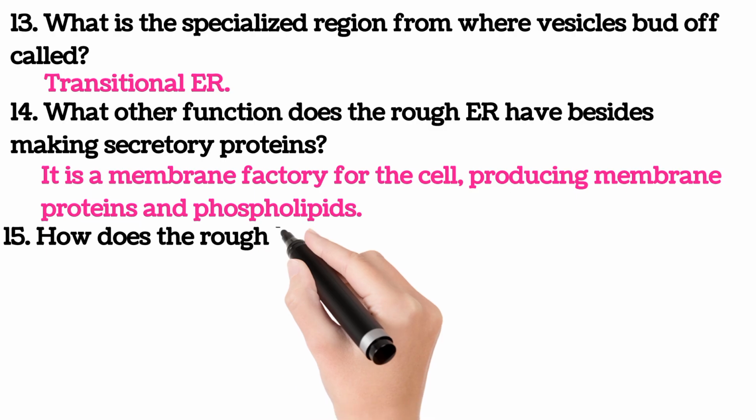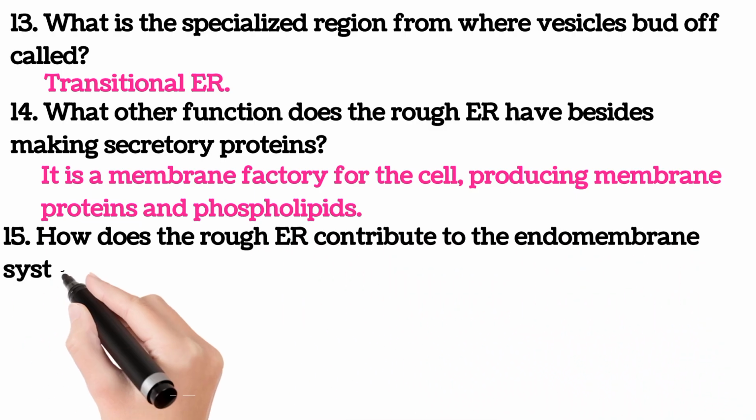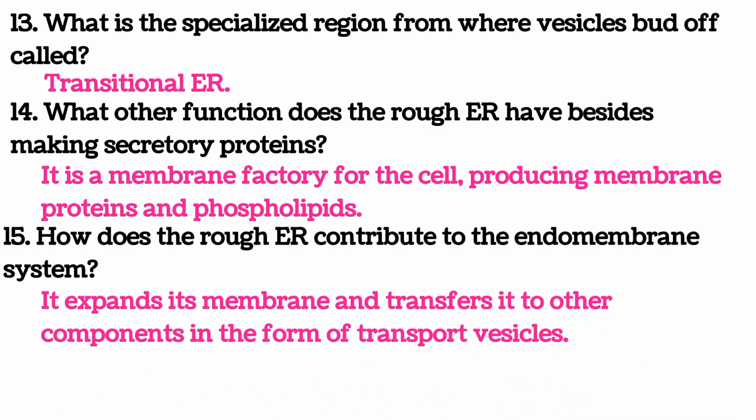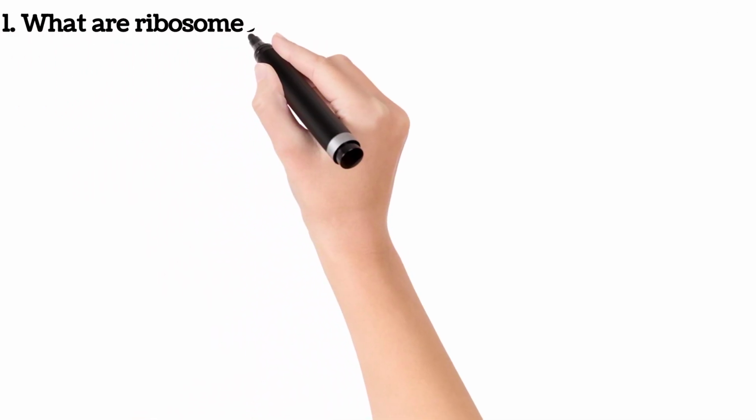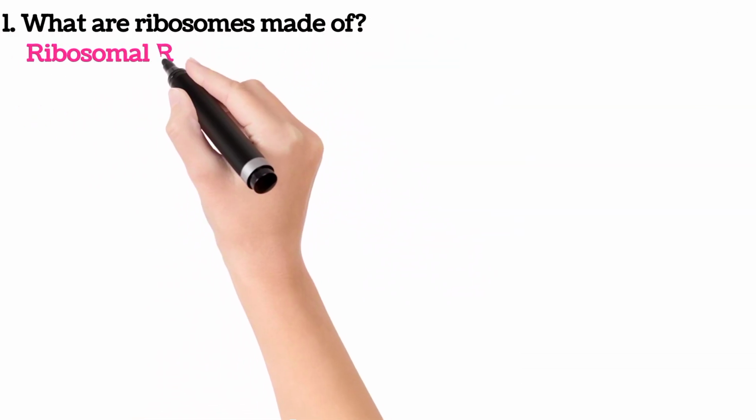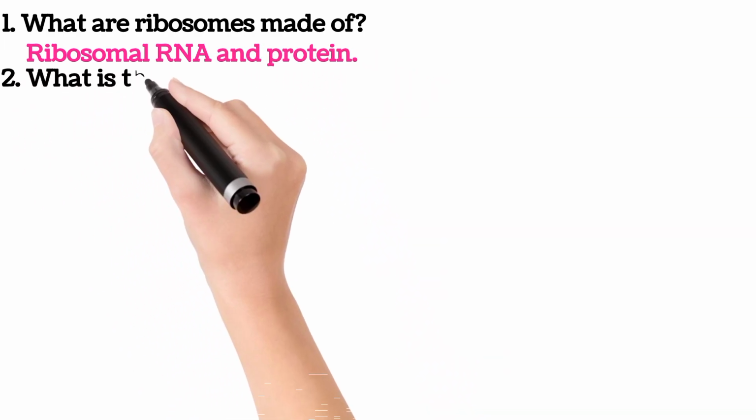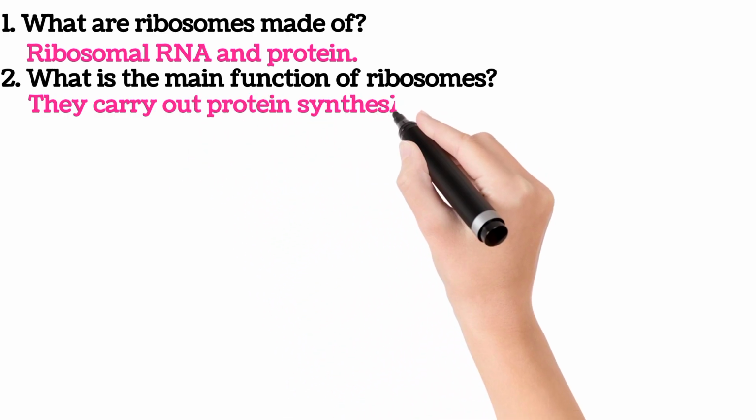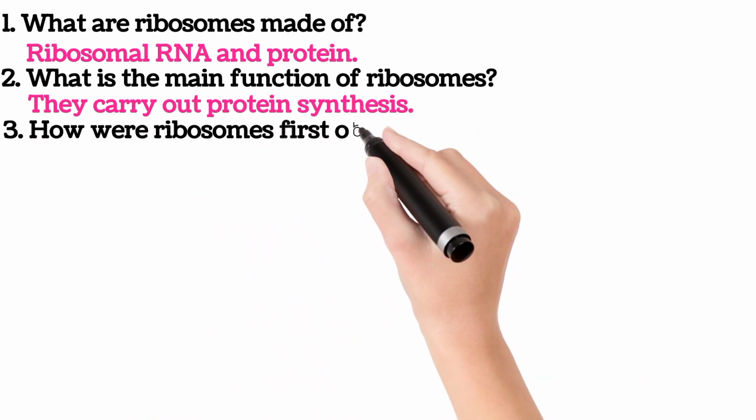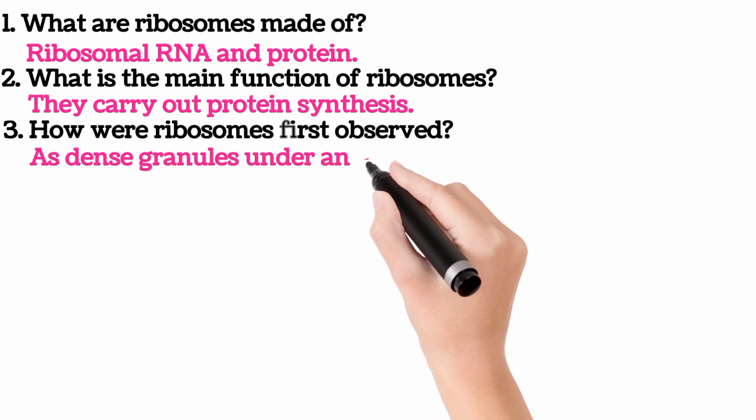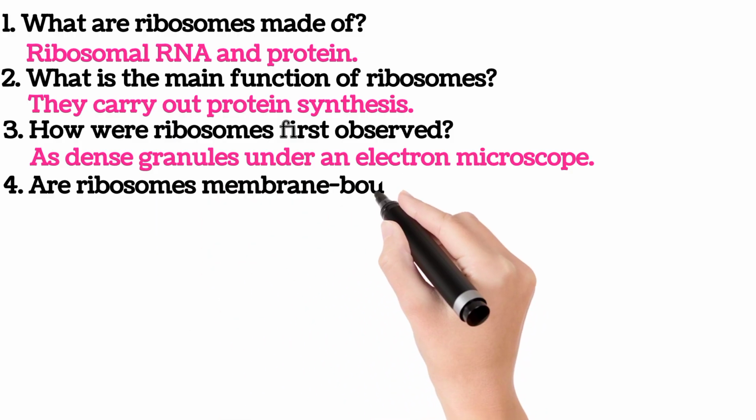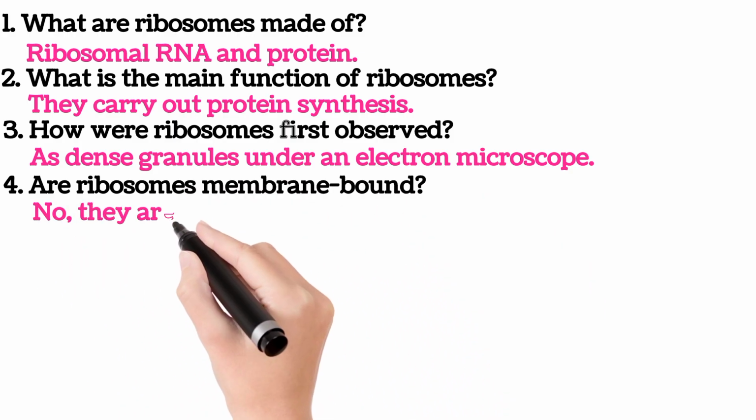How does the rough ER contribute to the endomembrane system? It expands its membrane and transfers it to other components in the form of transport vesicles. What are ribosomes made of? Ribosomal RNA and protein. What is the main function of ribosomes? They carry out protein synthesis. How were ribosomes first observed? As dense granules under an electron microscope. Are ribosomes membrane-bound? No, they are non-membranous.